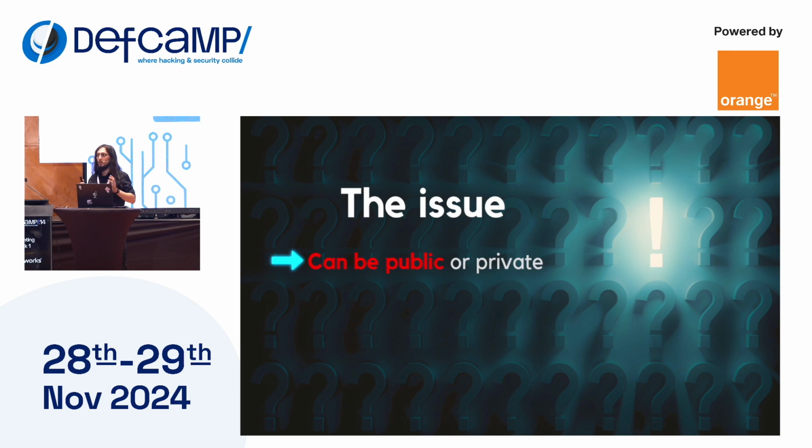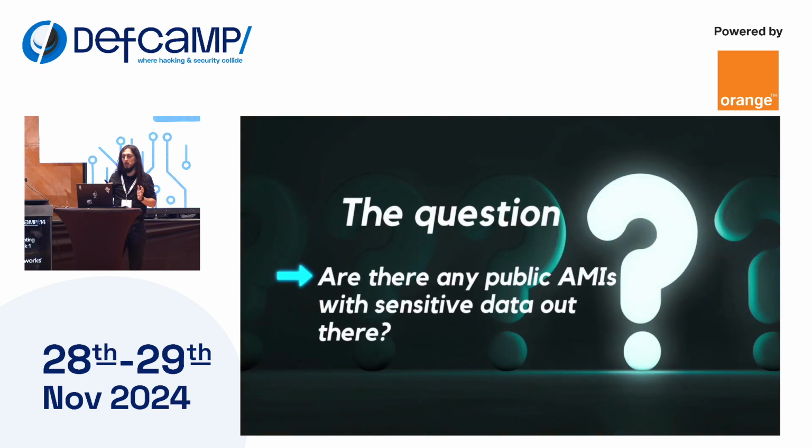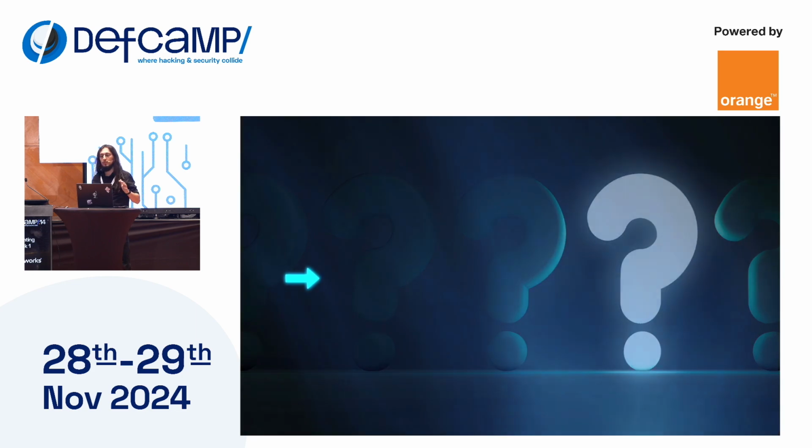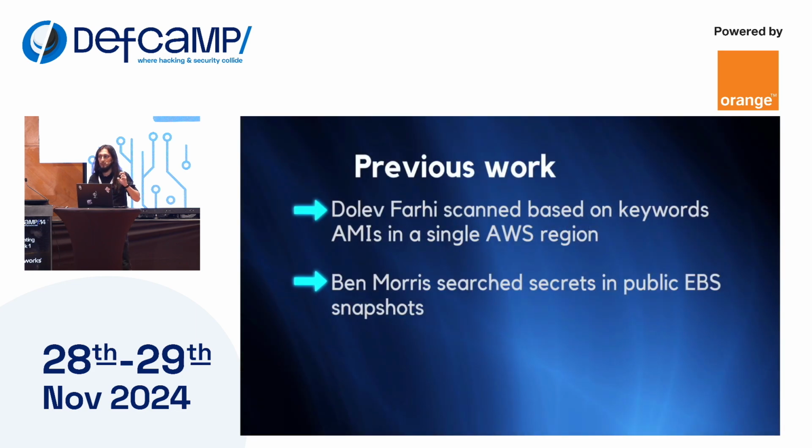However, it kept my curiosity up, because I asked myself if there are any public AMIs with sensitive data out there. Because if one company had 5 public AMIs, surely there must be other companies with public AMIs as well. We wanted to do this research so badly that we hadn't checked any previous work. And in the middle of the research, we identified 2 previous researches, the first done by Dolev Farhi.